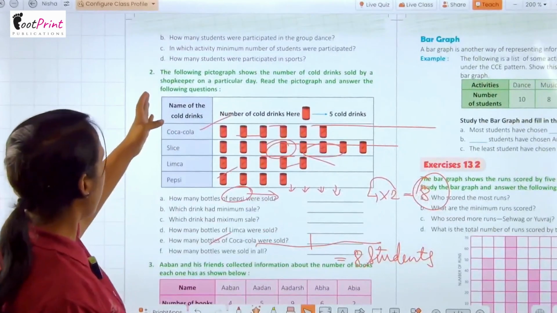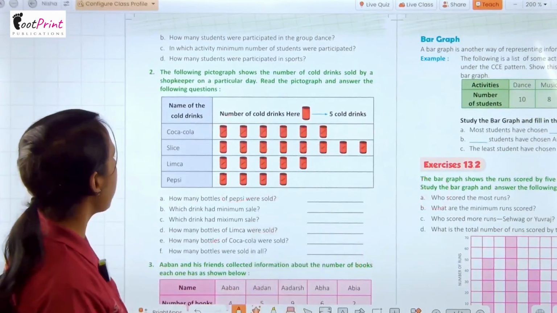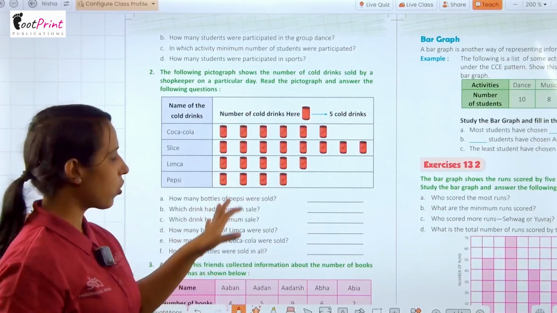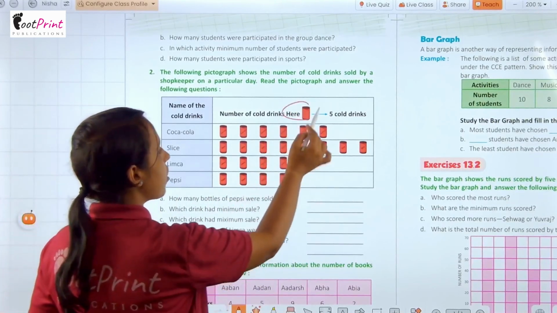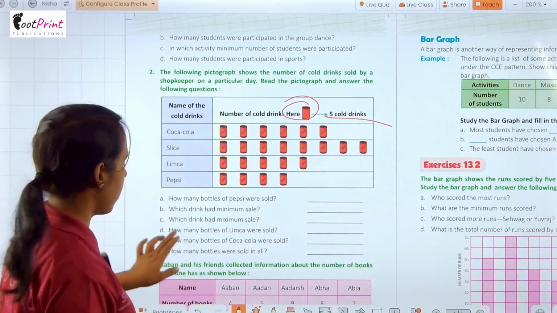Okay, so ऐसे ही आपको ये करना है. In this also we have question number 2. You have to do like that. We have a pictograph. Read the pictograph and give the answer of these questions. Here one can is showing 5 cold drink cans. Okay.